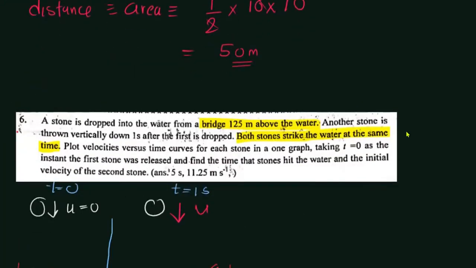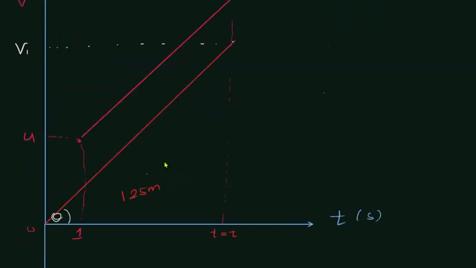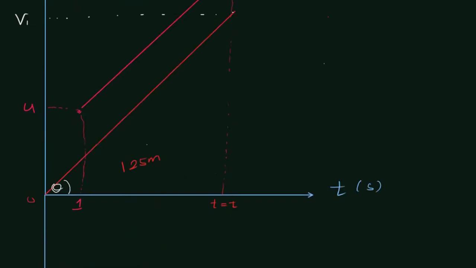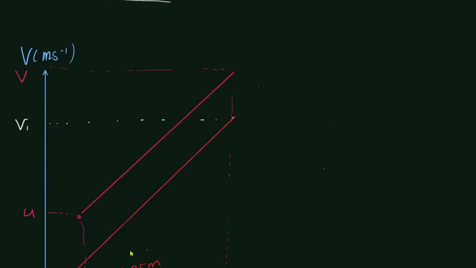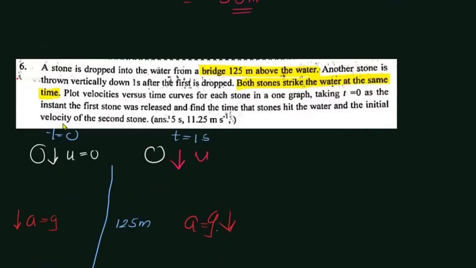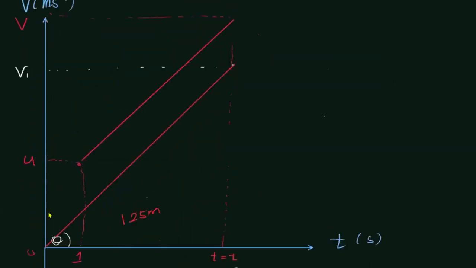What they're asking is to find the time the stones hit the water and the initial velocity of the stone. We have found this: t equals 5 now. Next we need to find the initial velocity of the second stone. This velocity u, we have to find the velocity u.